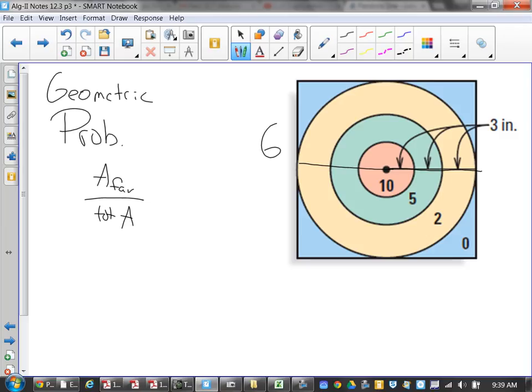Oh, I thought it was 3 for each one, and then you had to make it 18. Oh, I'm sorry. The whole thing. I thought that was saying that whole line was 3. Yes, it's 18. Okay.